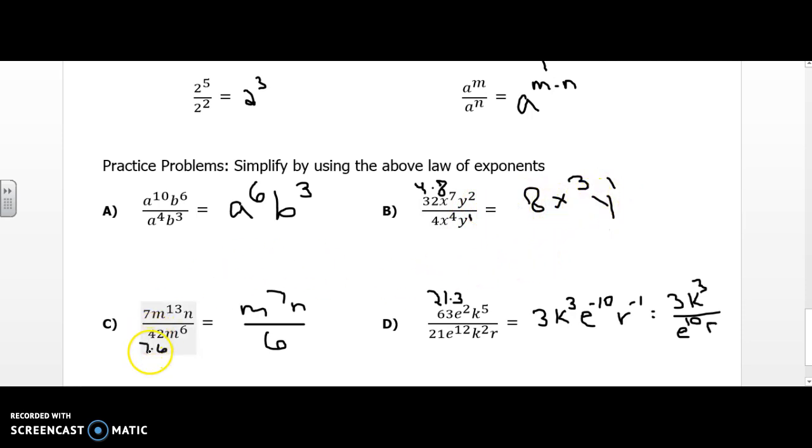Down here, I know that 42 is 7 times 6, so I went ahead and canceled out my 7's. So I got m to the 7th, since 13 minus 6 gives me 7. N over 6. N had nothing like it in the denominator, so it just stays where it is.